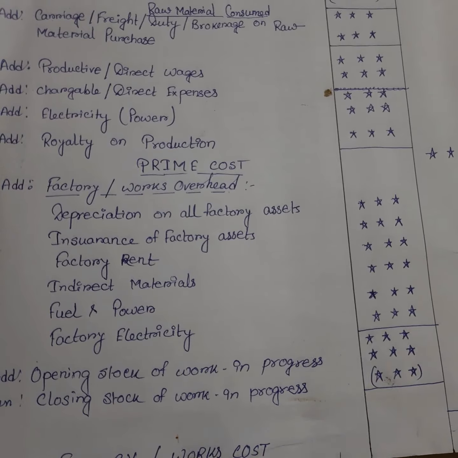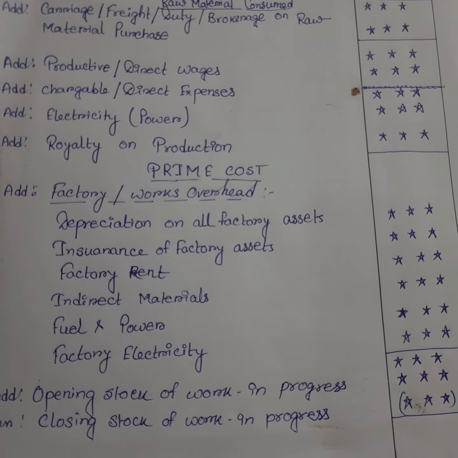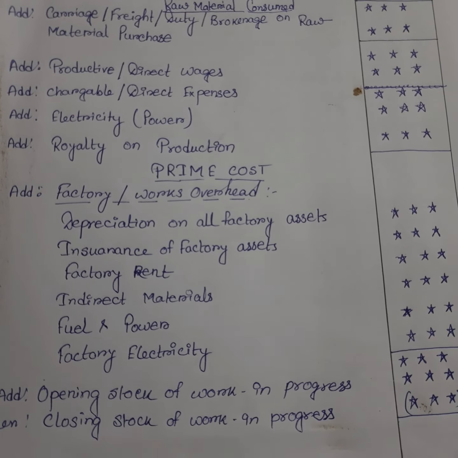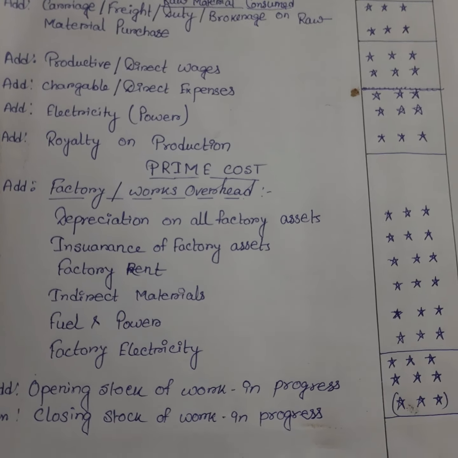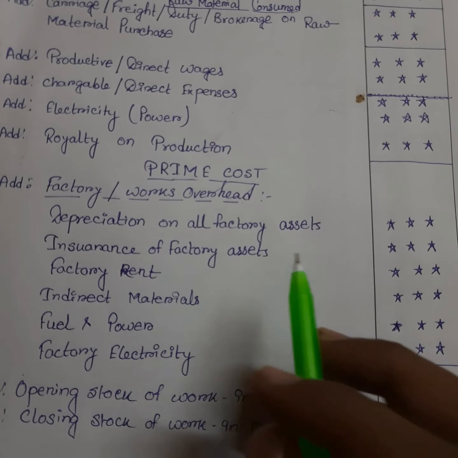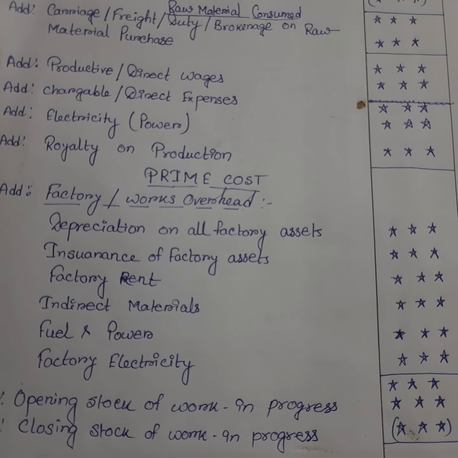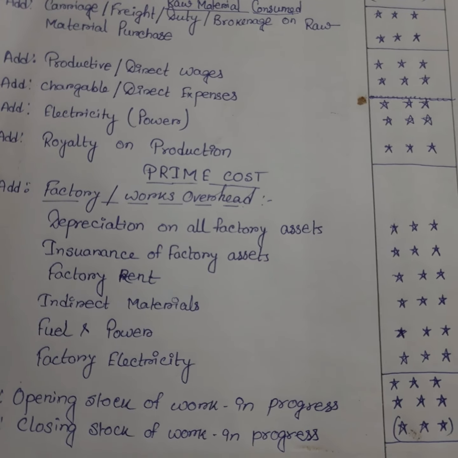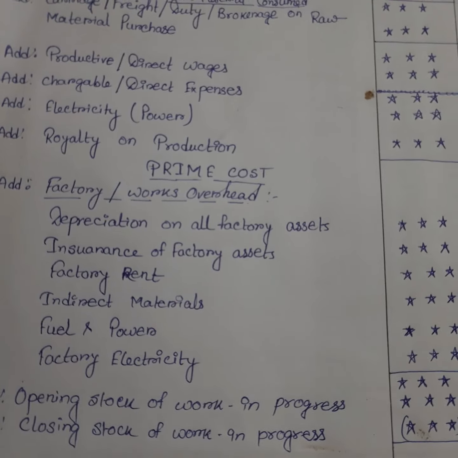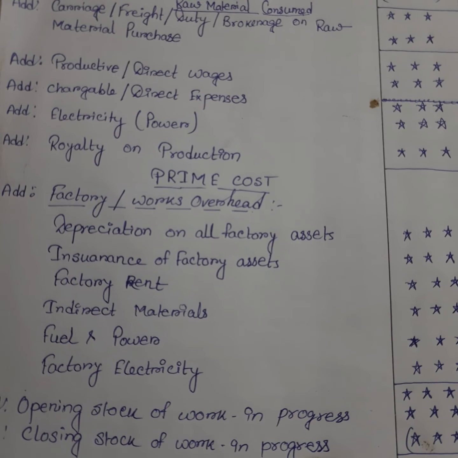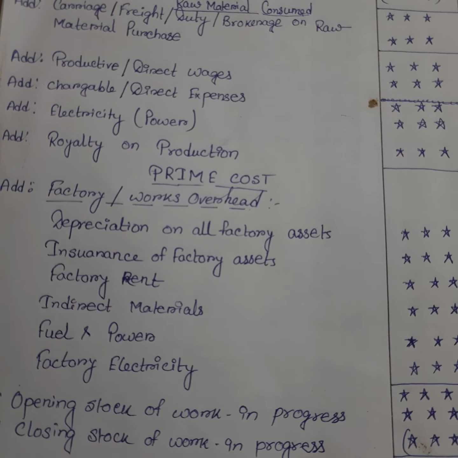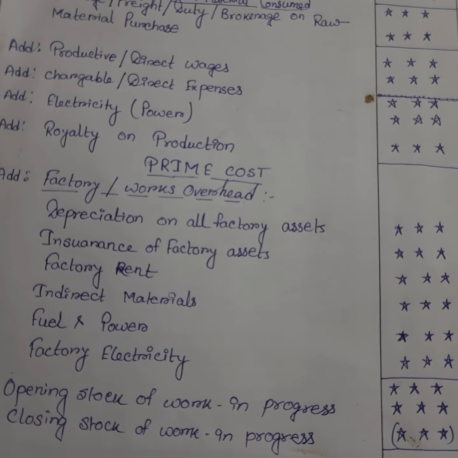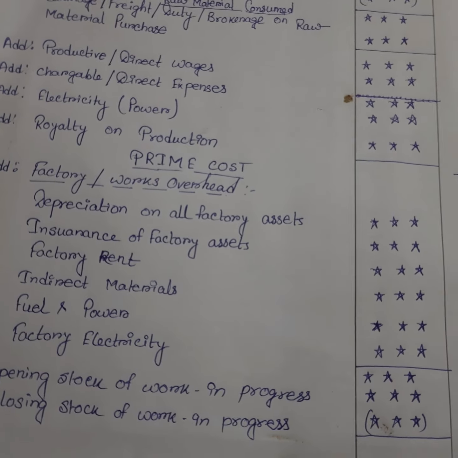Then comes the next step, that is factory overhead. In factory overhead we have to add and write all the expenses related to the factory process, that is the depreciation of all machinery assets used in the factory, insurance of factory assets, factory rent, factory indirect material we have used in the factory, fuel and power, and factory electricity. You have to add all this.